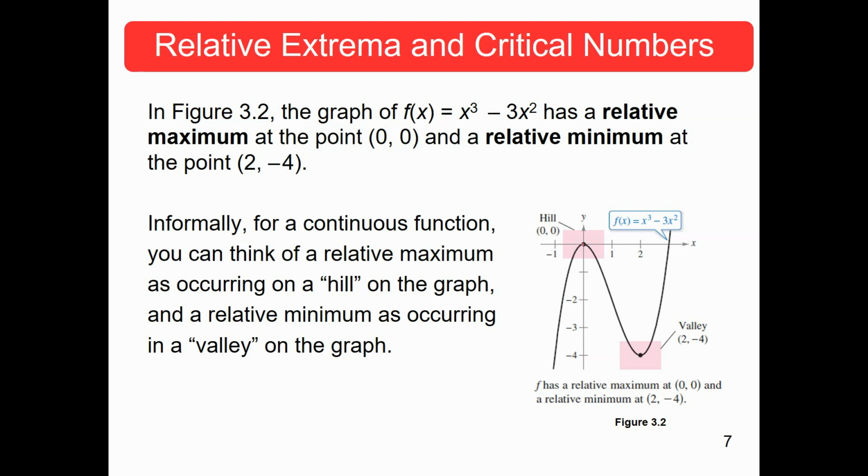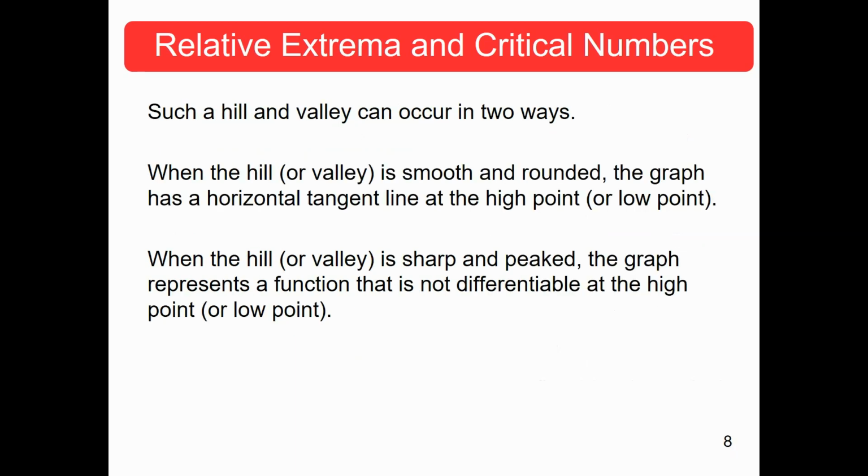So anywhere that one point is higher than every point around it, right? If it goes down on both sides, that's a relative maximum. Same with the relative minimum. If everything around it goes up, then that means it is the lowest point in that area. So these hills and valleys can occur in two different ways, okay? Either smooth and rounded or sharp and peaked.